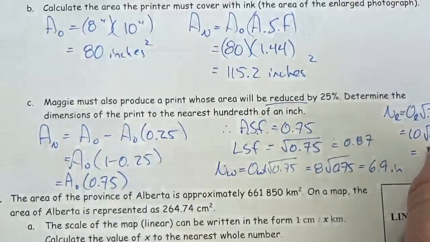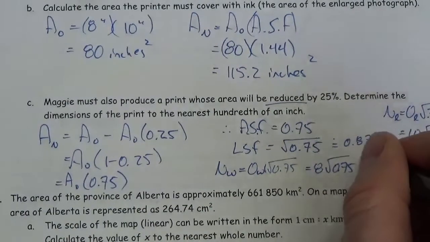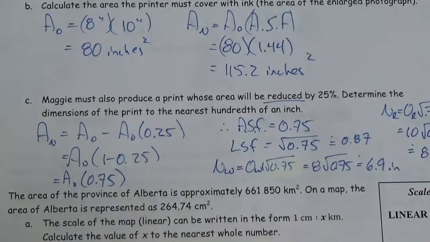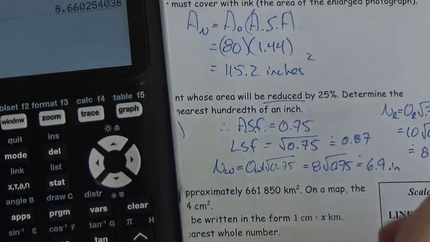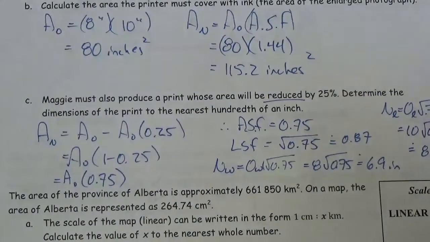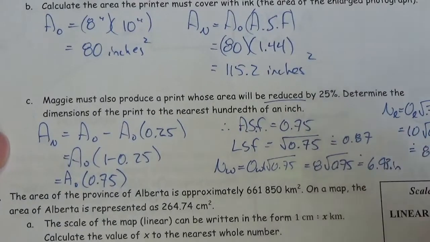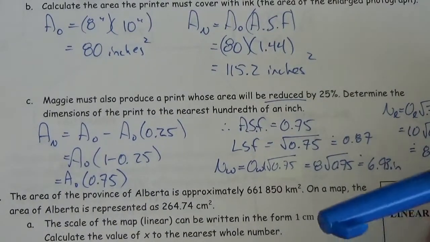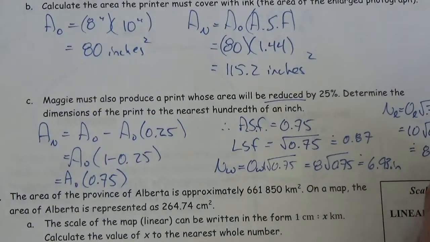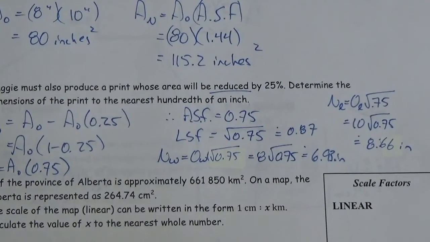8.7. Approximately. In both cases, these are approximate. Okay, and so those are the dimensions of the new print to the nearest, oh shoot, hundredth of an inch. I didn't see that. So this is going to be, I can do this one easily. That's 6.93. This is going to be 8.66. Should have paid more attention to that. There we go. Oh, and you can't see that even. I'm sorry. Oh, I really fouled that up.